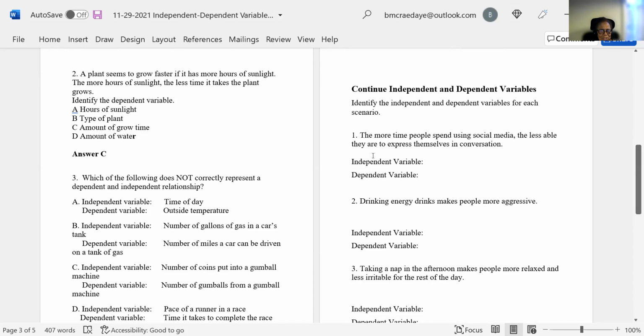Now we're just going to look at some more independent variables. I just need you to look at what this says and tell me what is the independent variable, what is the dependent variable. Look at the first one, Maureen. Take your time. Tell me which one is the independent variable, which one is the dependent variable.